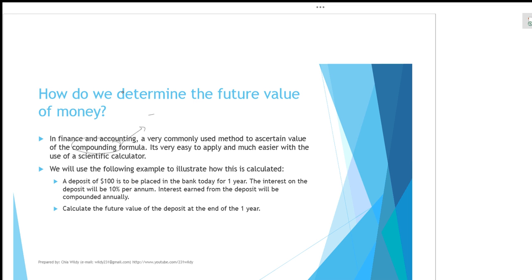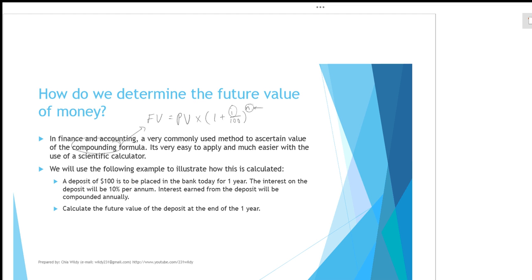Basically, we say that future value of money is equal to the present value of money multiplied by (1 + i), where i is the rate of interest, or whatever rate that you're given in the exam. So it could be 10%, 3%, whatever it is, to the power of n, which is the number of periods. So i refers to the interest, n refers to the number of periods.